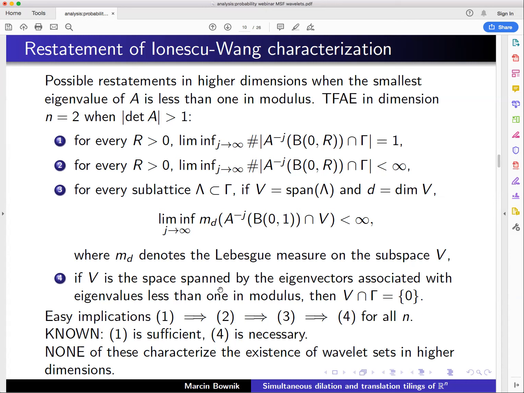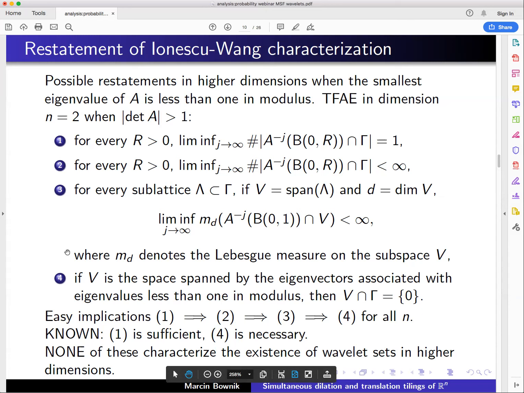Or maybe the fourth condition: the space spanned by the eigenvectors associated with the eigenvalues less than 1 in modulus has a zero intersection, I mean trivial intersection. That looks the closest to the Ionescu-Wang characterization. You have this 1, 2, 3, 4 characterization. They are actually equivalent in dimension 2. In higher dimensions, you have implications. 1 is the strongest, implies 2, implies 3, implies 4. 1 is sufficient. That was known. 4 is necessary because that's what Ionescu-Wang showed.